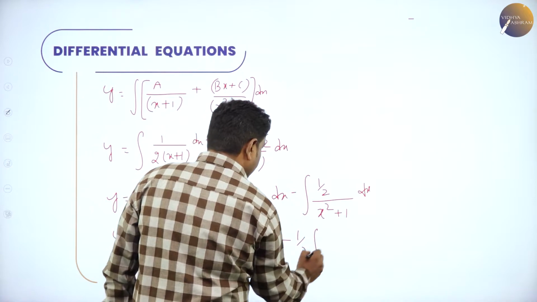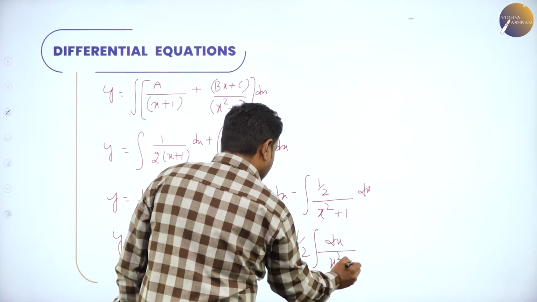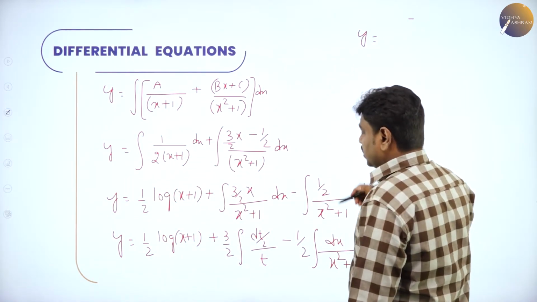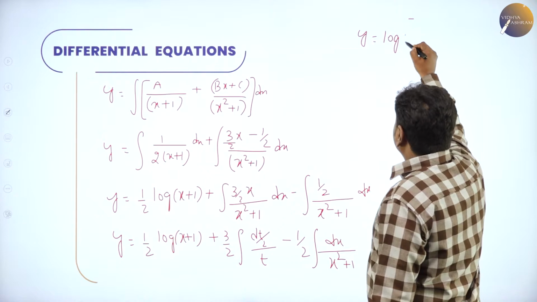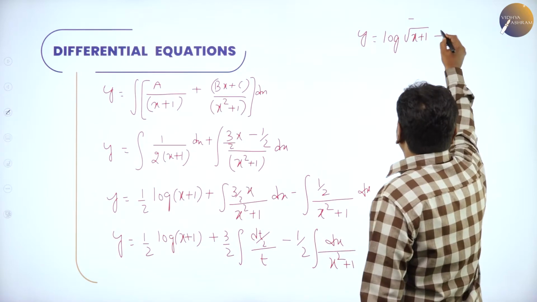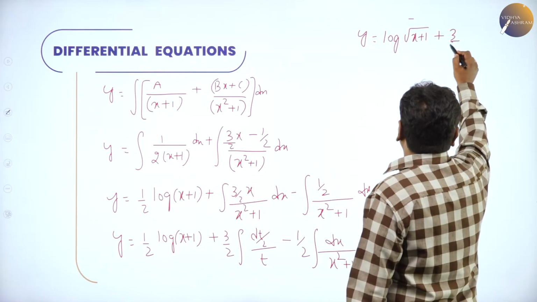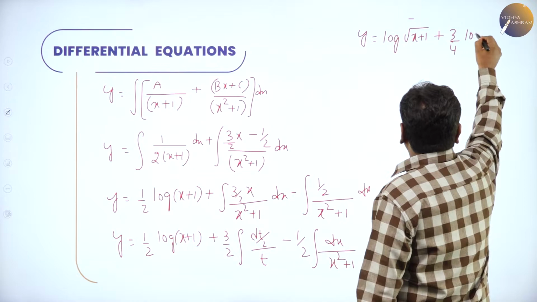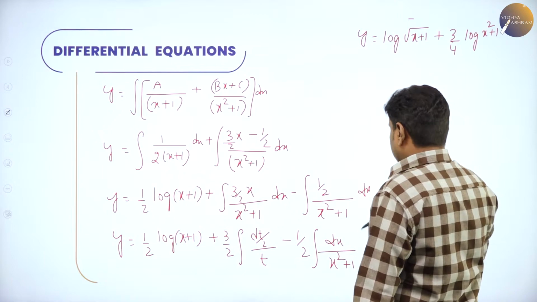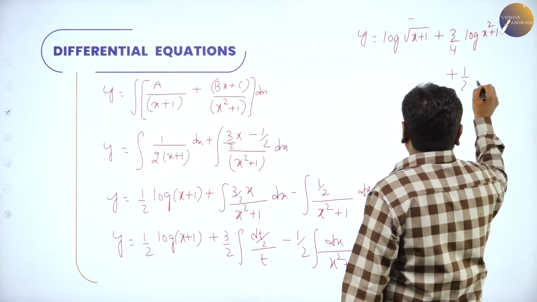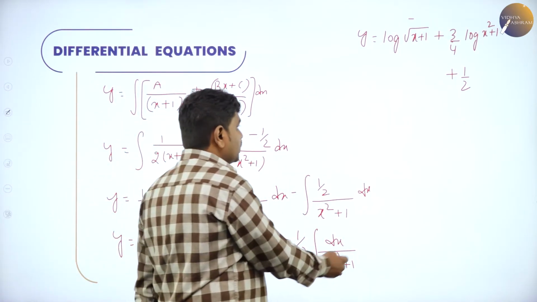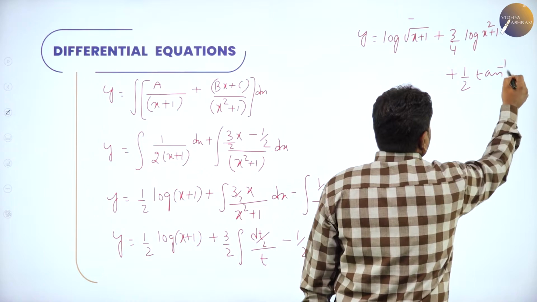Minus 1 by 2, I'll take it out, integration of, I am left out with dx by x square plus 1. So simplify this, so you'll have y is equal to log of root of x plus 1, I can write m log a as log a power m, half. So 3 by 2, by 2 you take it out, it will become 3 by 4, and log t. T is what? Denominator. Log x square plus 1, minus half. Integration of 1 by a square plus x square is tan inverse. So it is tan inverse x plus c.